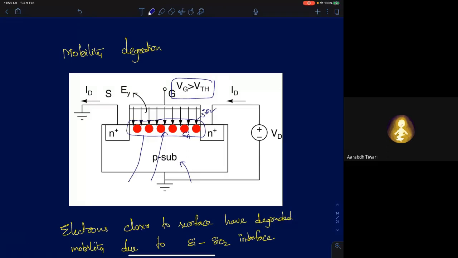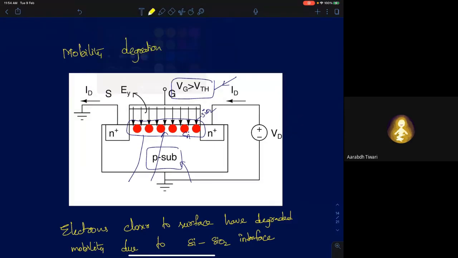So these electrons will experience some additional resistance, a degradation in mobility compared to an electron traveling in the bulk region. That reduction in mobility will further increase if the electrons are drawn closer to the surface. And they will be drawn closer to the surface if your gate voltage is much greater than Vt. So this degradation in mobility is modeled.